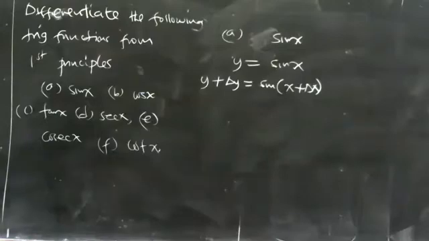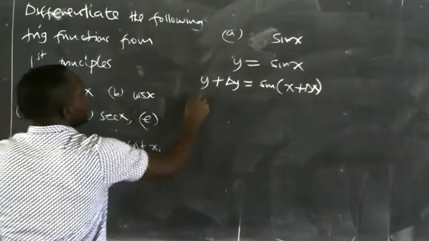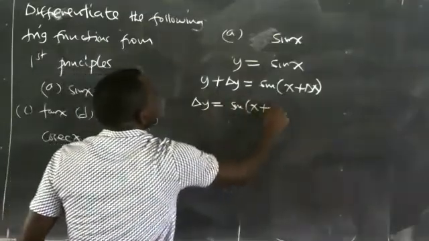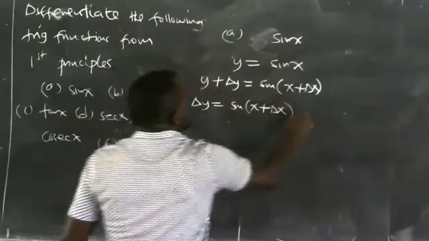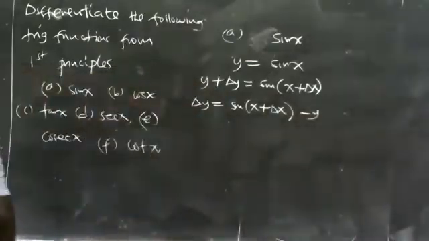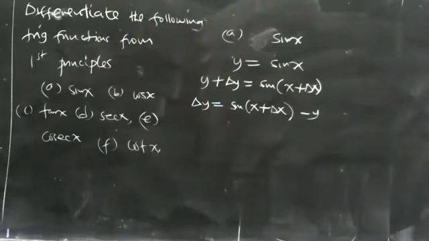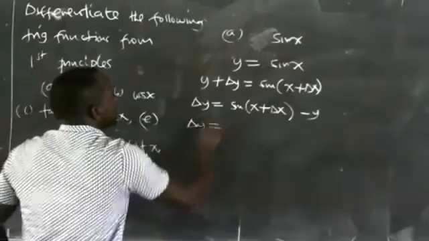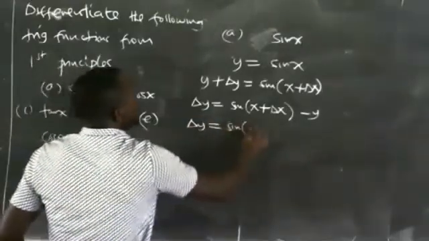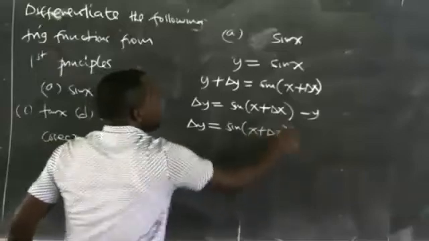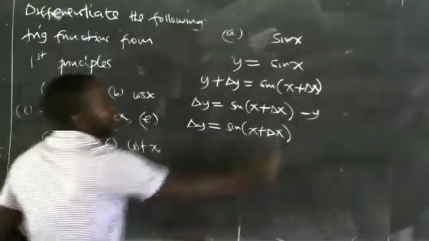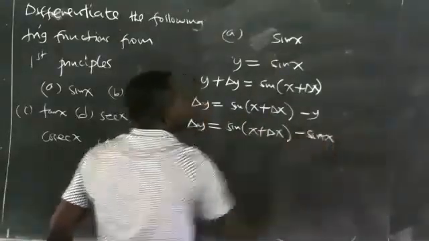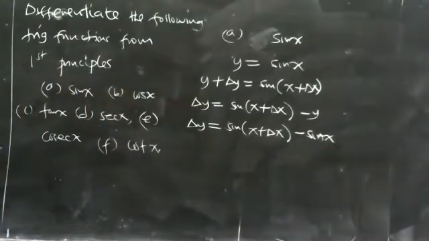Now make the change in y the subject. Our change in y is given by sine of x plus a delta x, minus now your y. Up here we are together. But you know the value of y, meaning our change in y becomes sine of x plus delta x minus y, but what's your y? Y is here, sine x.